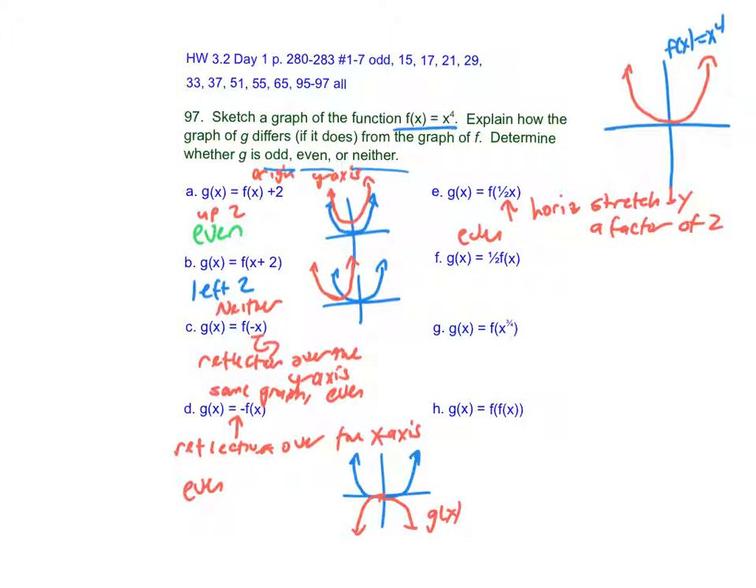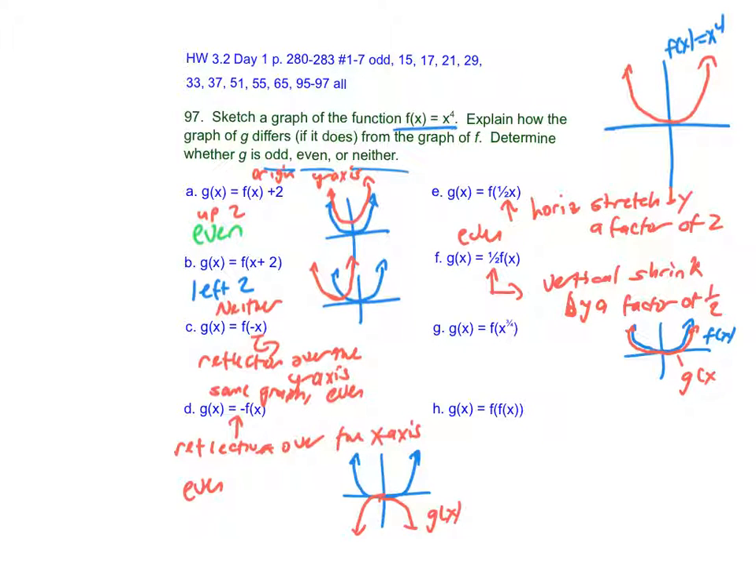The next transformation, we have g of x equals 1/2 times f of x. So this is a vertical shrink by a factor of 1/2. So the graph is going to get a little squatter, right? So if this was our original function, x to the fourth, so if this was our f of x, our g of x is going to be shrunk vertically, so it's going to be lower at every point, but it's still going to be even. Sorry, I wrote that in the wrong place. It's going to be even.